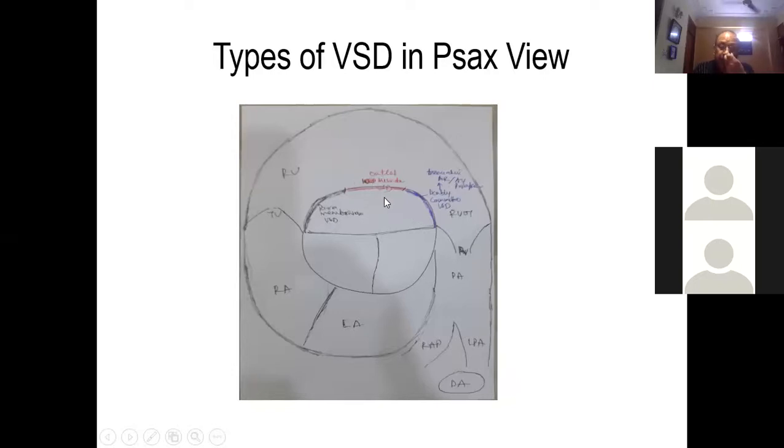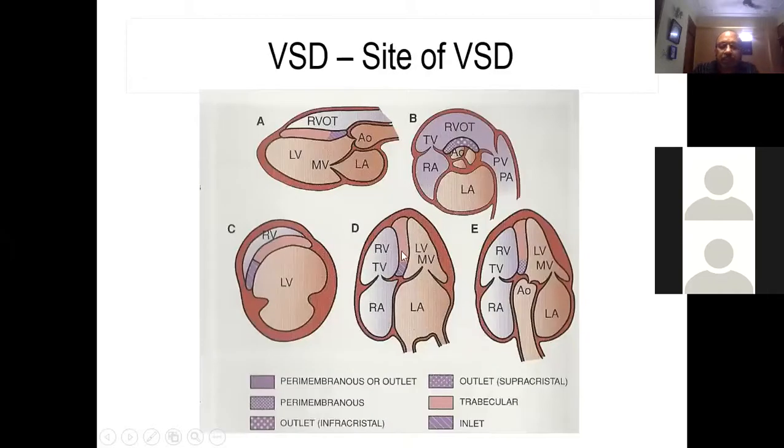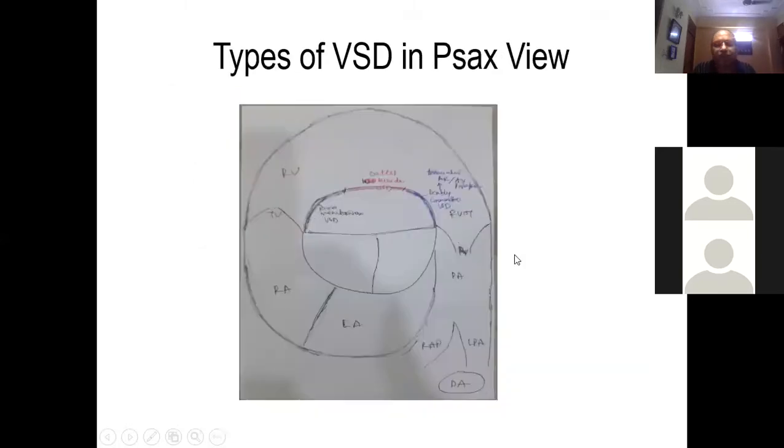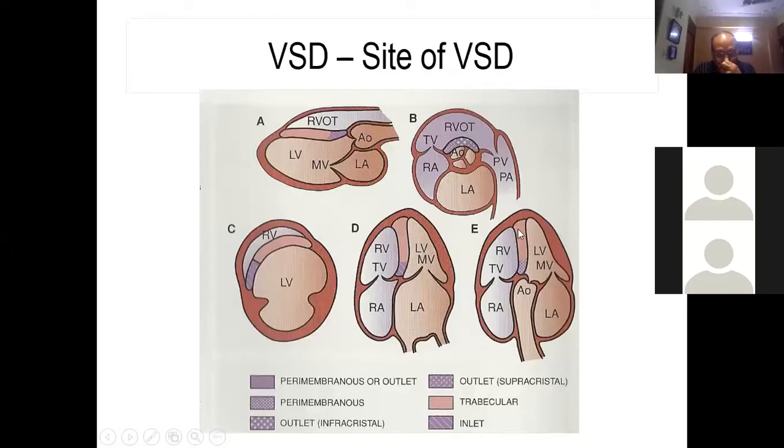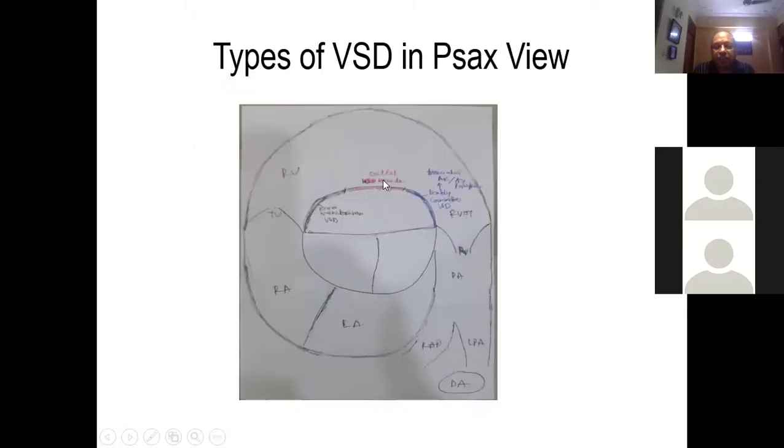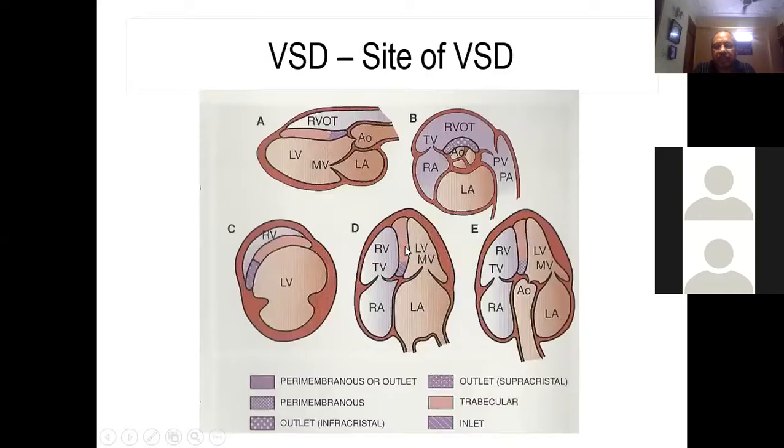The only thing left now is muscular VSD. Muscular VSD would be seen in this part of the ventricular septum. This part is the inlet part, this is the outlet part. If you look at the VSD over here, then you are looking at an outlet muscular VSD. And if you can't see a VSD over here and you see a VSD over here, it is an inlet muscular VSD.